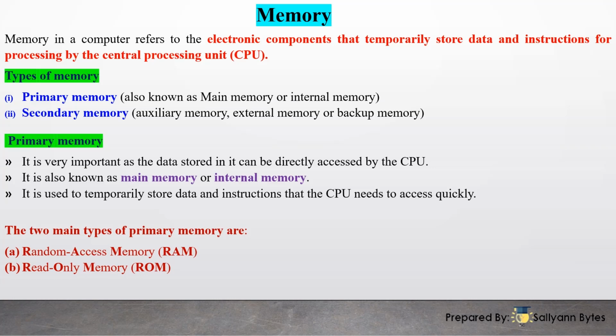So, what do you mean by primary memory? Primary memory is very important as the data stored in it can be directly accessed by the CPU. It is also known as main memory or internal memory. It is used to temporarily store data and instructions that the CPU needs to access quickly. The two main types of primary memory are random access memory, RAM, and read-only memory, ROM.